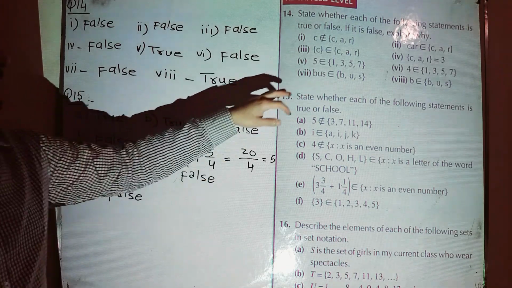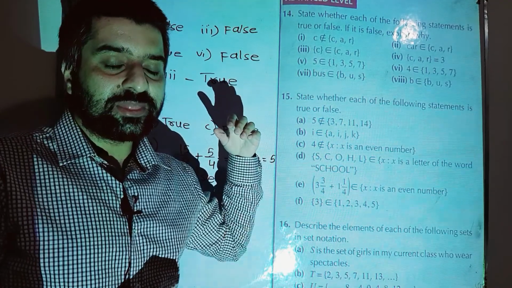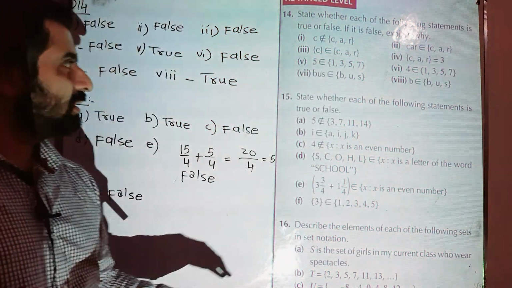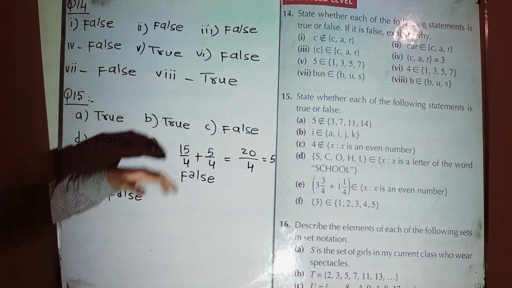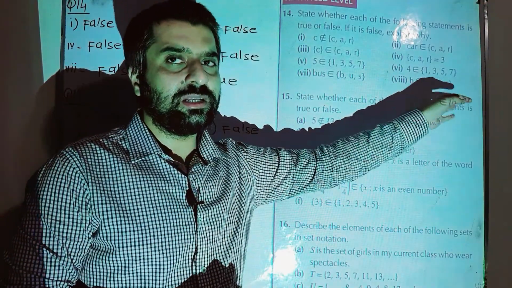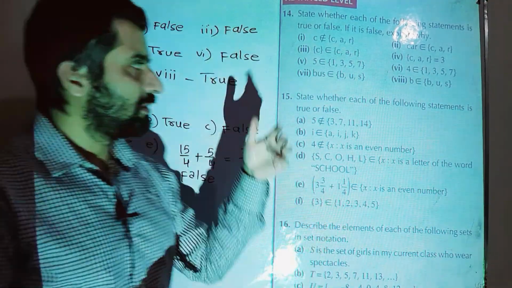Part 7: the word "bus" is an element of this set which has the alphabets B, U, S. So this word is not part of this set. Part number 7 is false. Part number 8: now B is an element of this set. Yes, B is an element of this set because this set has 3 elements: B, U, S.